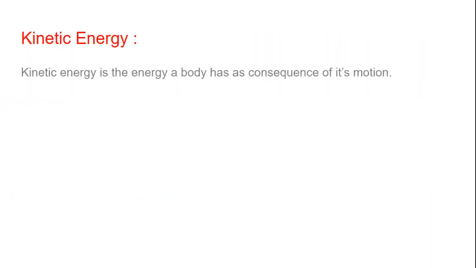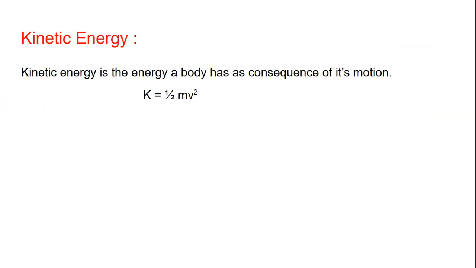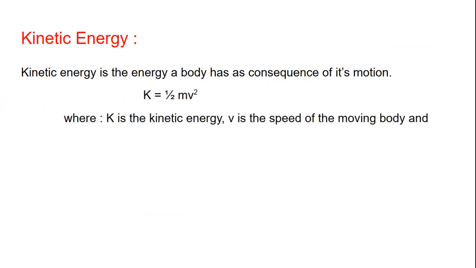Now let's look at kinetic energy. Kinetic energy is the energy that a body has as it's moving, and it's given by the formula K is equal to half m times v squared, where K is the kinetic energy, v is the speed of the moving body, and m is the mass of this body.